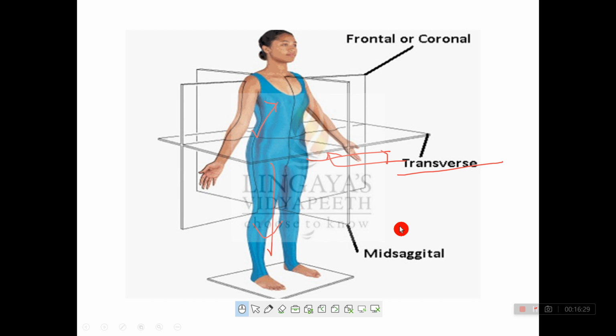Let's review all the planes. When the body is cut into left and right halves, this is called the sagittal plane. Forward and backward movements are associated with this. Frontal plane cuts the body into front and back halves. Side to side movements are observed in this plane. And then transverse plane cuts the body into top and bottom halves. Twisting movements are seen. Okay, so these are the different planes that are termed in anatomy.